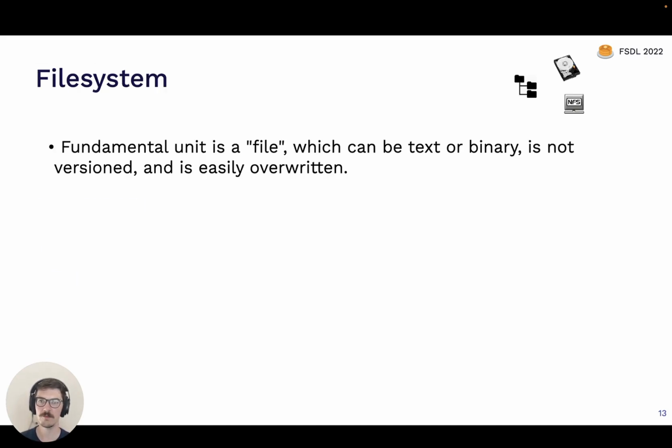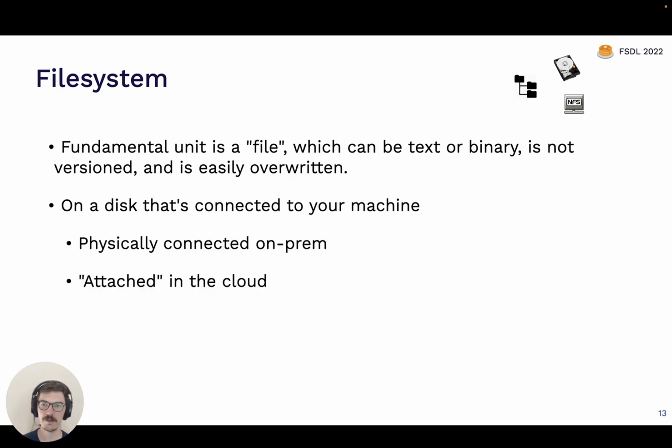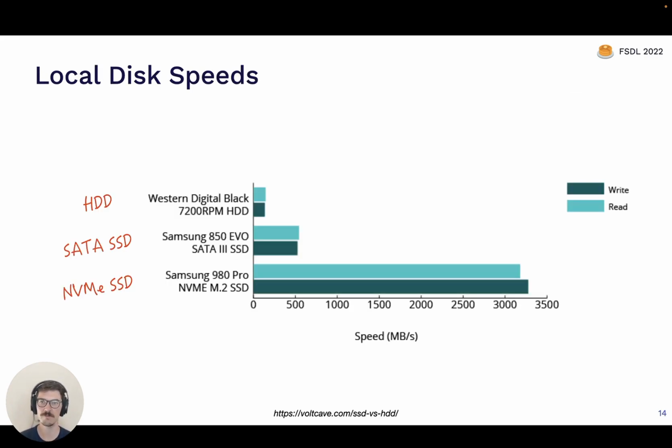So the file system is the fundamental abstraction, and the fundamental unit of it is a file, which can be a text file or a binary file. It's not versioned, and it can be easily overwritten or deleted. And usually the file system is on a disk that's connected to your machine, maybe physically connected, or maybe attached in the cloud. Or maybe it's even a distributed file system, although that's less common now. And we'll be talking about directly connected disks.